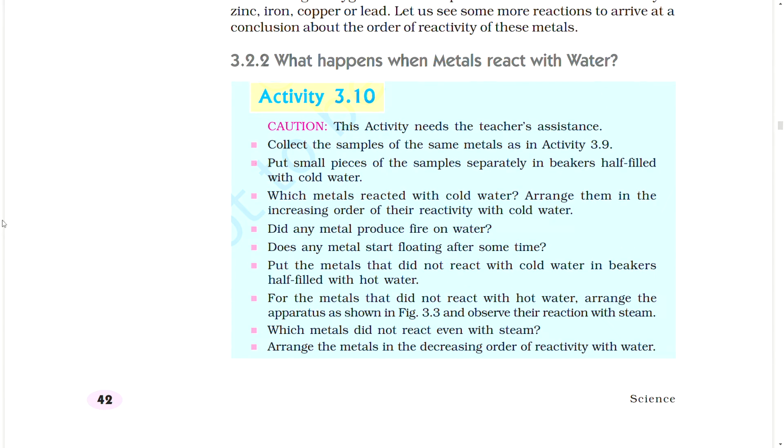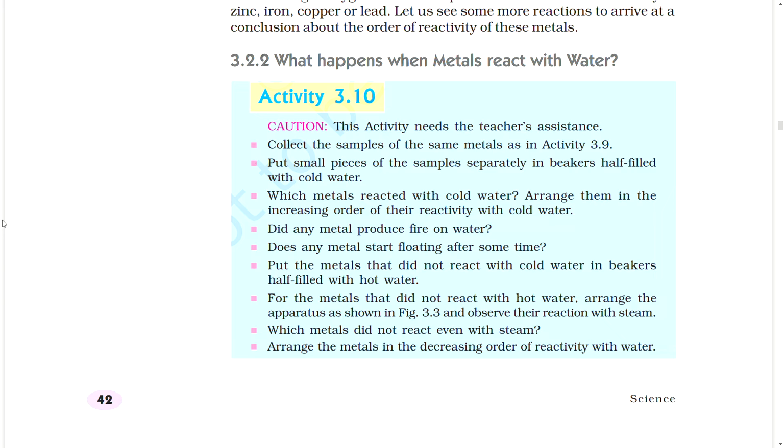What happens when metals react with water? Activity. Caution: this activity needs the teacher's assistance. Collect the samples of the same metals as in the previous activity. Put small pieces of the samples separately in beakers half filled with cold water. Which metals reacted with cold water? Arrange them in the increasing order of their reactivity with cold water.